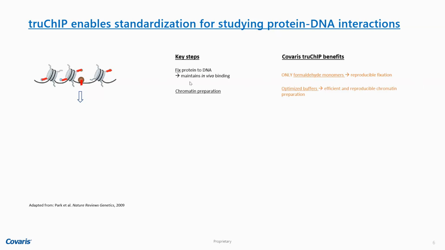Then you perform your chromatin preparation. For this, the ChIP kit will provide you optimized buffers for a very efficient and reproducible chromatin preparation. And then you will shear your chromatin.